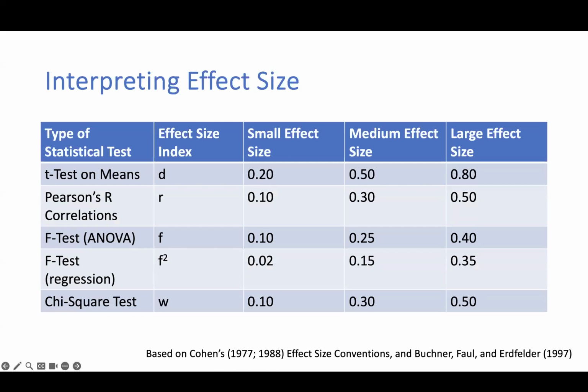You can see on this table, the t-test on means compares the averages between two groups. We use Cohen's d as the effect size index. A d value of 0.2 indicates a small effect, 0.5 is a medium effect, and 0.8 is a large effect. These are the defaults, so you can just remember them or take this table as reference.